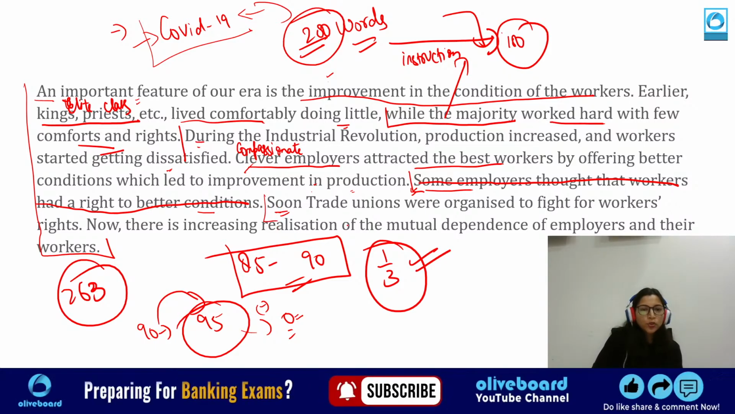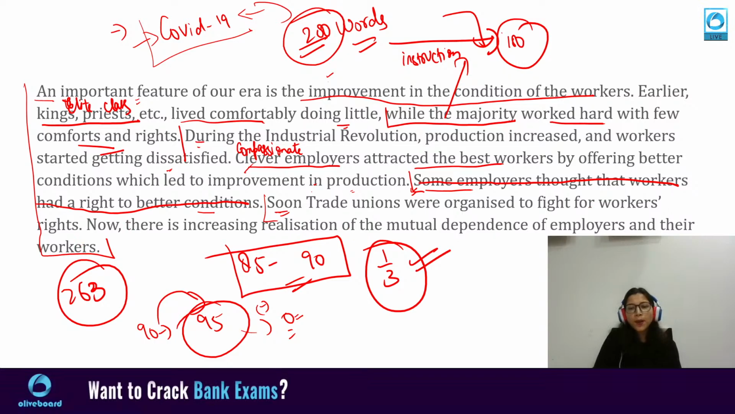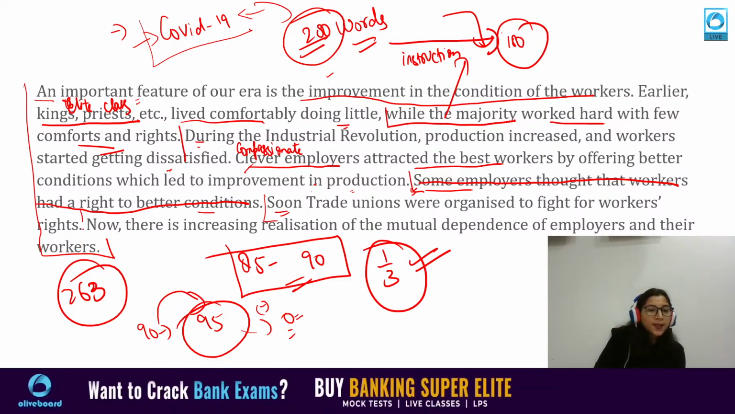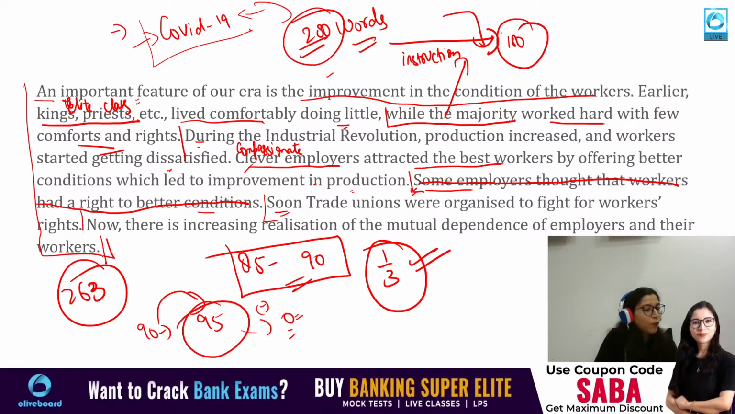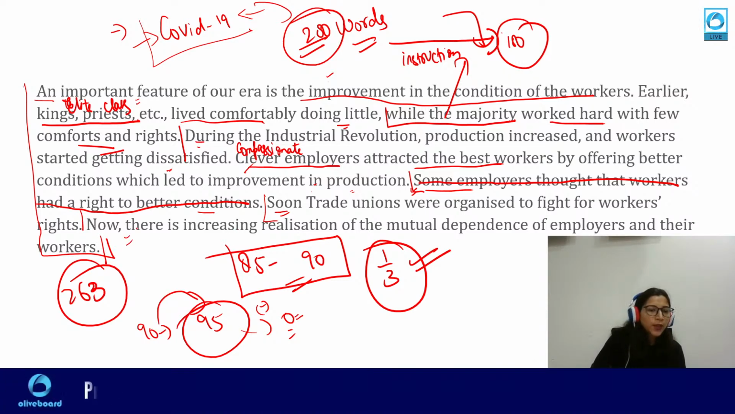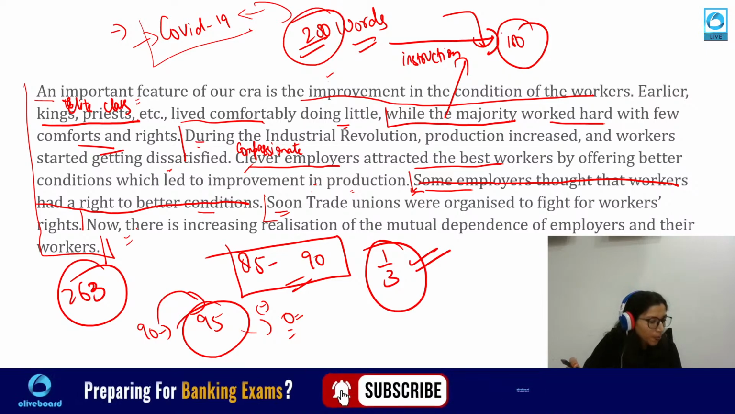आप check कर लीजिएगा. Soon trade unions were organized to fight for workers' rights. Now there is increasing realization of the mutual dependence of employers and their workers. So this line is again additional. If you feel कि अगर आपका 80 to 25 words में नहीं हो पा रहा, then you can add these lines.